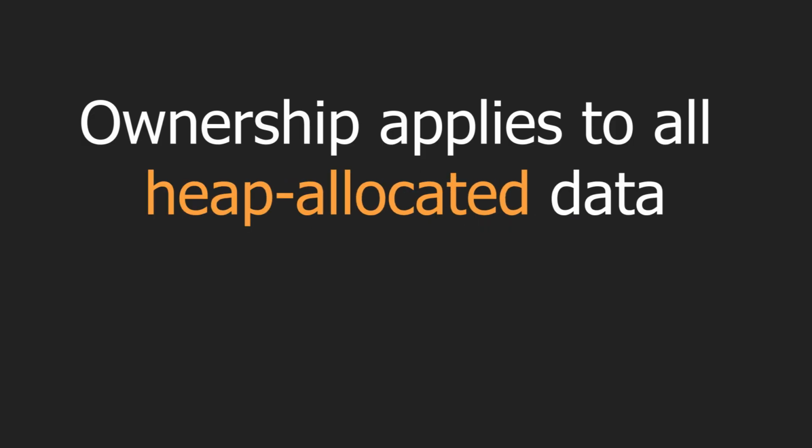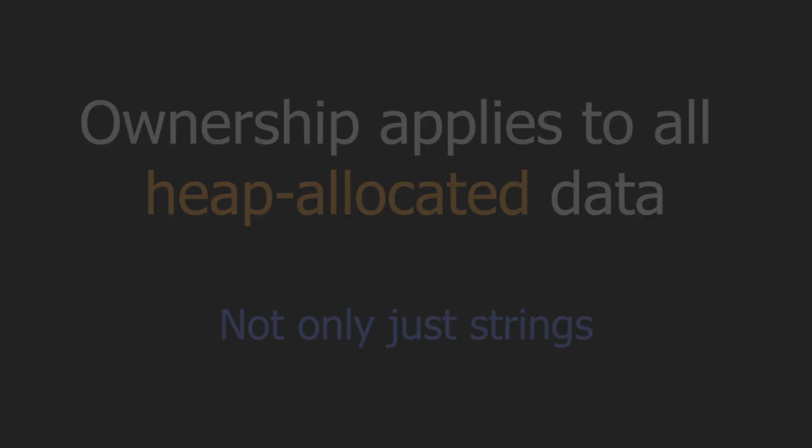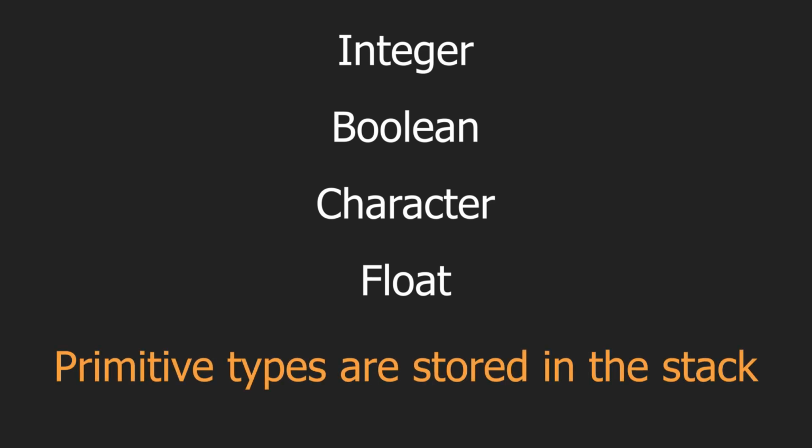Ownership applies to all heap allocated data, like vectors or HashMap, and not just strings. For primitive types like integer, bool, char, or float, instead of ownership transfer, the values get copied in the stack. So, this is how Rust automatically frees memory without using a garbage collector, achieving memory safety at compile time. We also use borrowing along with ownership to share data safely in Rust. But that's the topic of our next video.